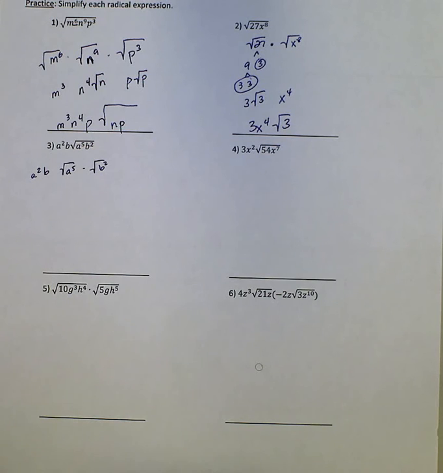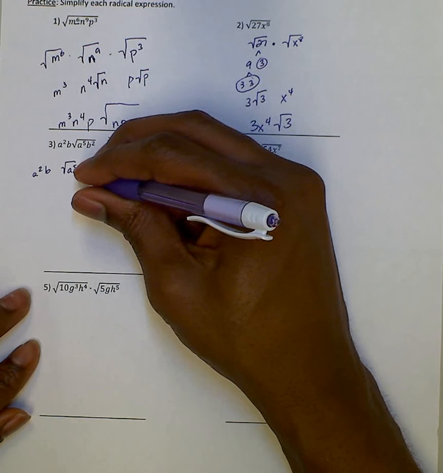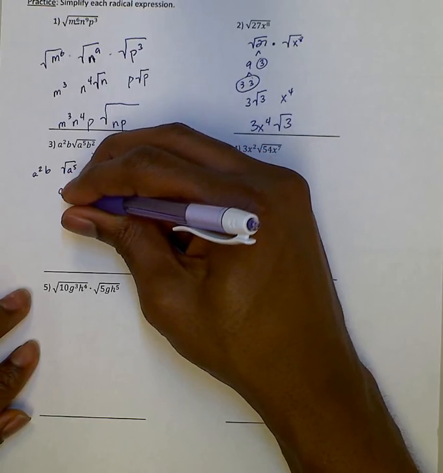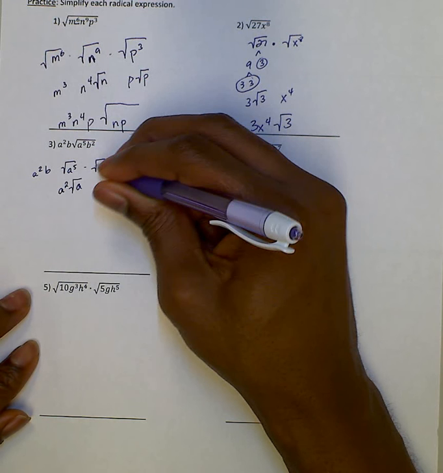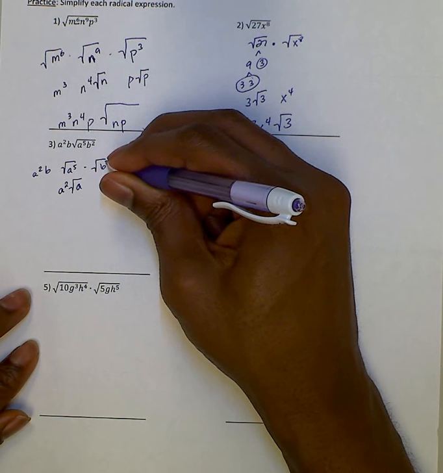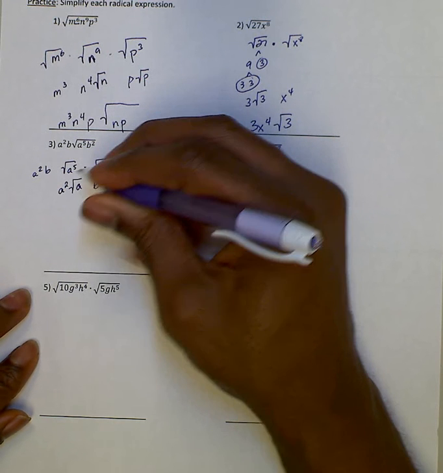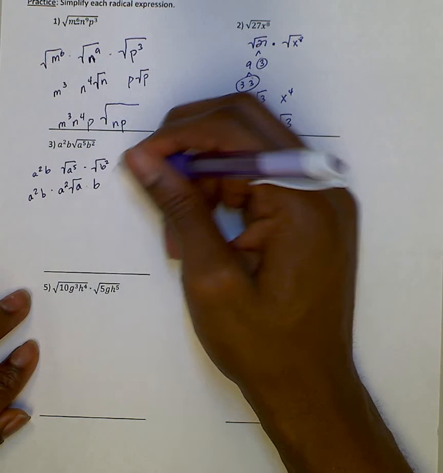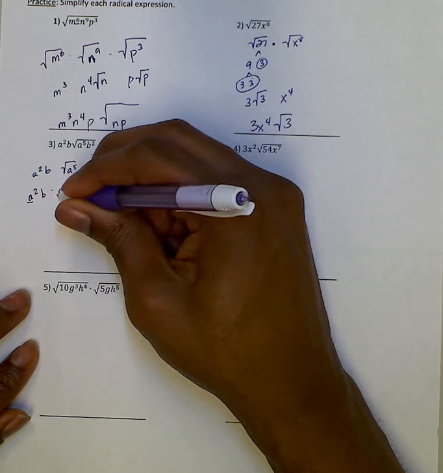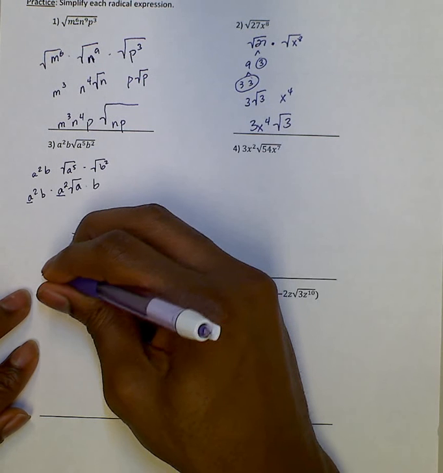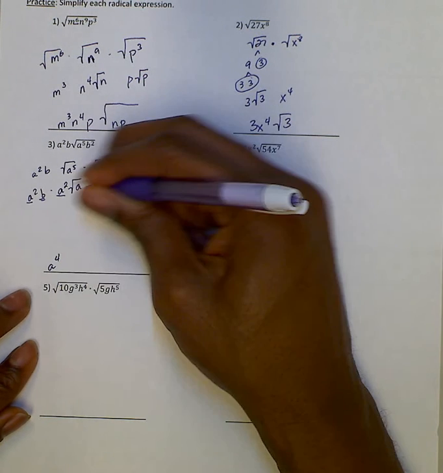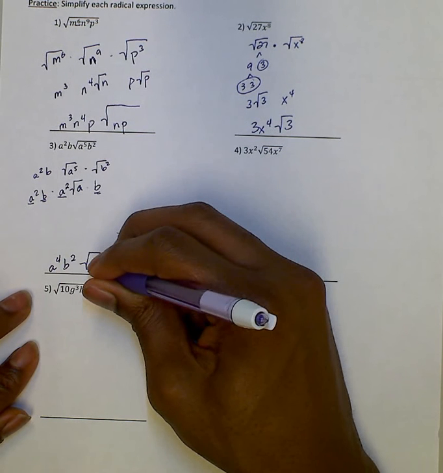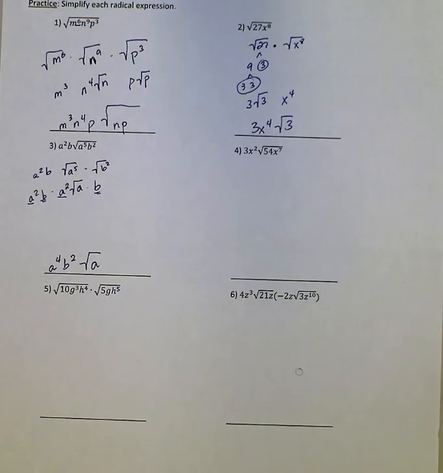Okay, so a to the 5th, that's an odd number, so I'll do a to the 4th. 4 divided by 2 is a squared, with that leftover a. Okay, b squared, I can divide that by 2, that gives me b. Okay, a squared, b is already out here. And so now I multiply all the numbers outside together, so a squared times a squared gives me a to the 4th. B times b gives me b squared. Radical a is inside. Nothing else to multiply that by, so there is my answer.